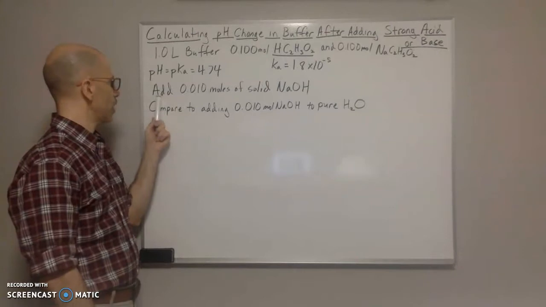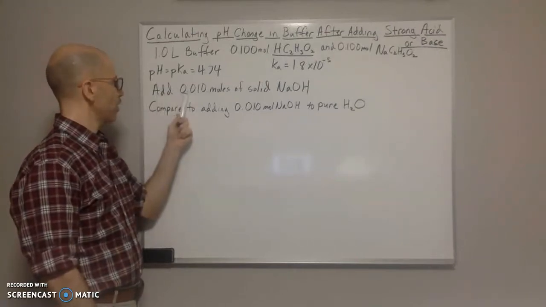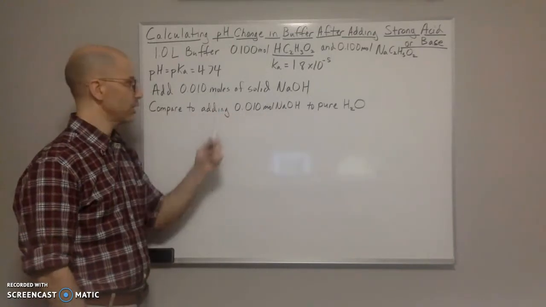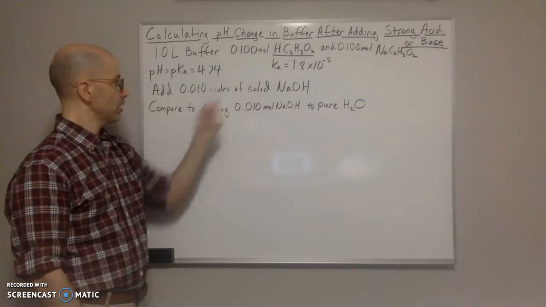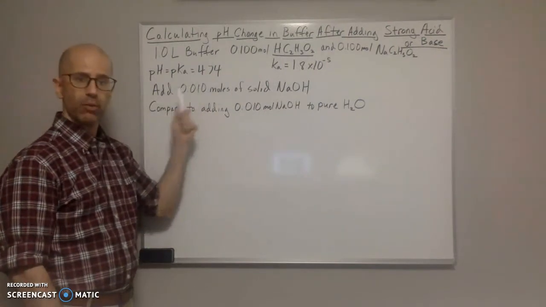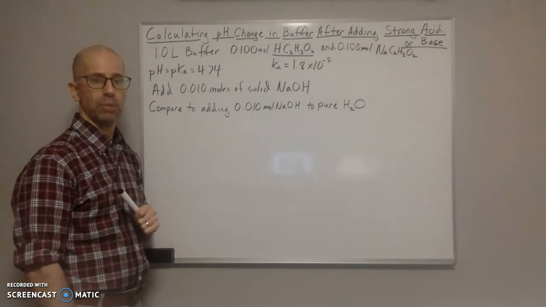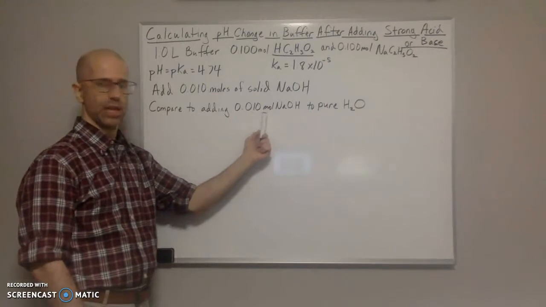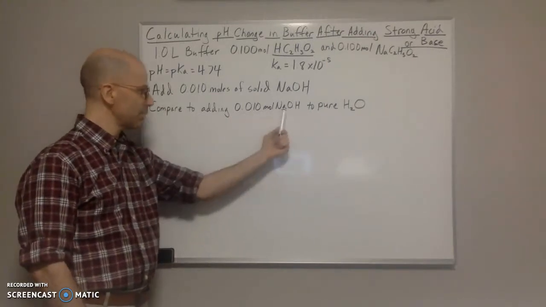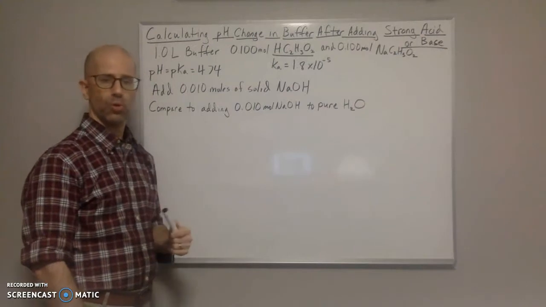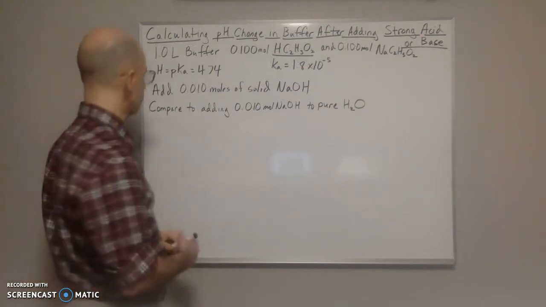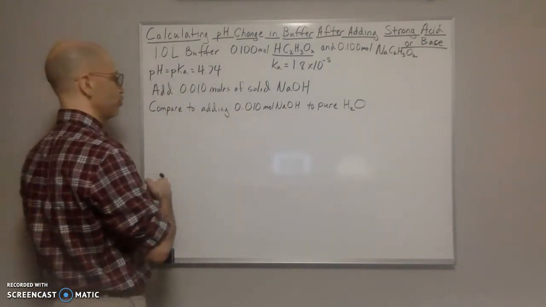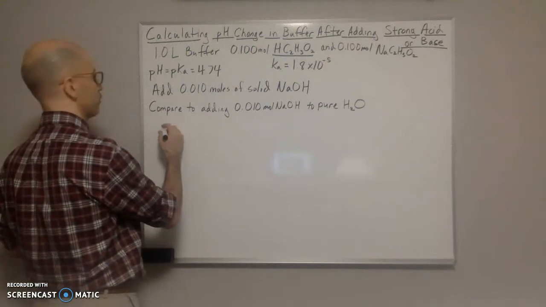And then you're told you add 0.010 moles of solid sodium hydroxide to your buffer. We want to calculate what the pH change of that is going to be. And then we're going to compare that to what the pH change would be if you added the same amount of NaOH to pure water. First we want to do a table where we do the neutralization. So we have to do the neutralization first.